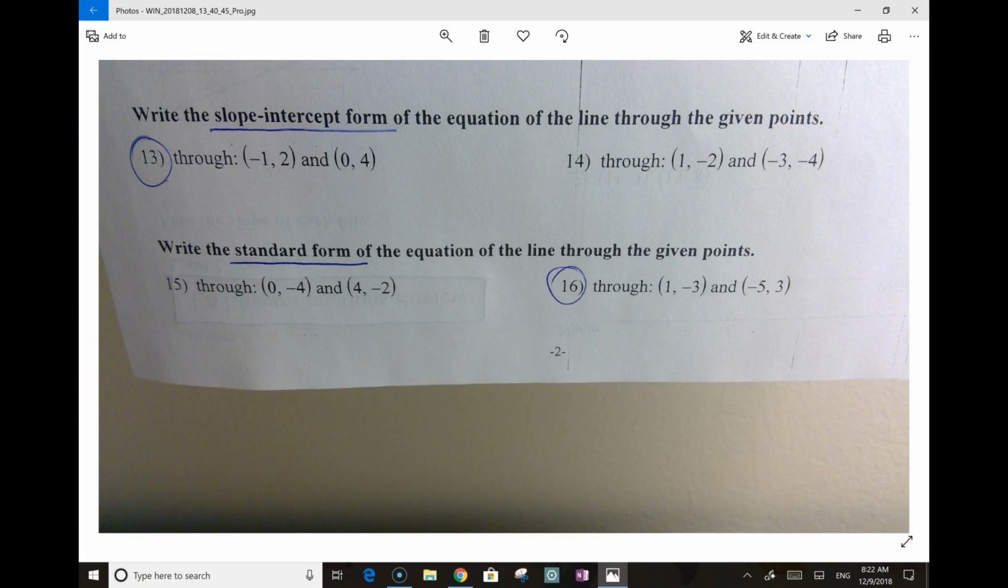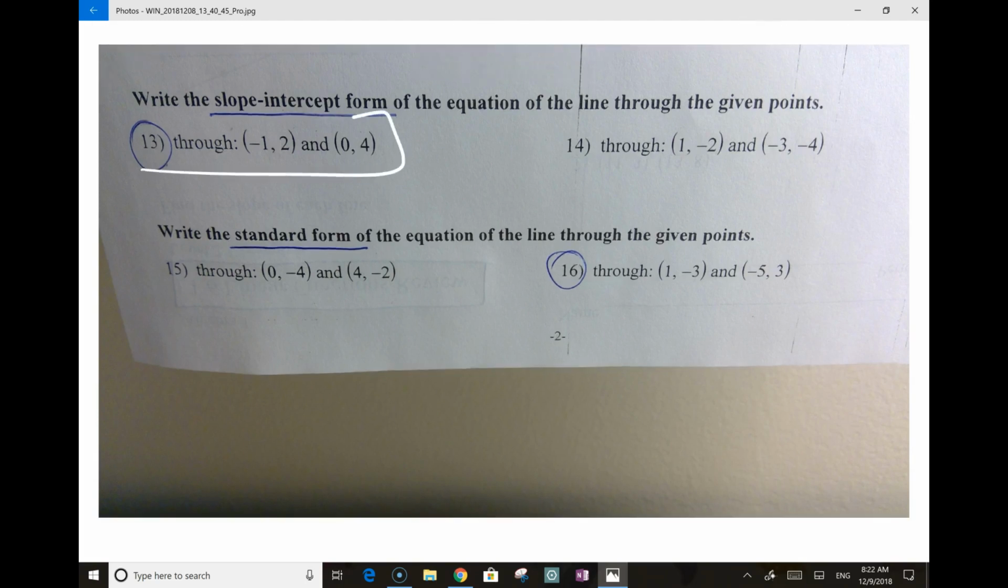Okay, here we have to write the slope-intercept form of a line that goes through this point. I'm looking at this question right here. So we have to write the slope-intercept form, which is y equals mx plus b, using the fact that there is a line that cuts through a point here and here.